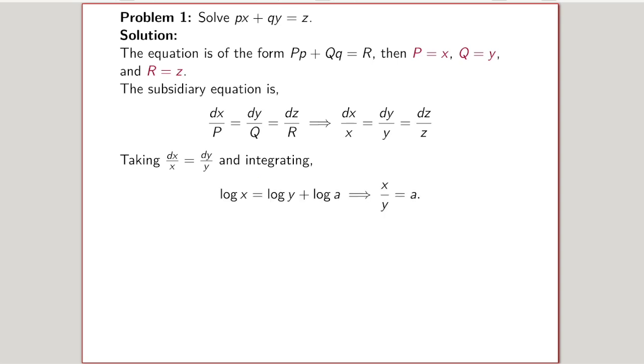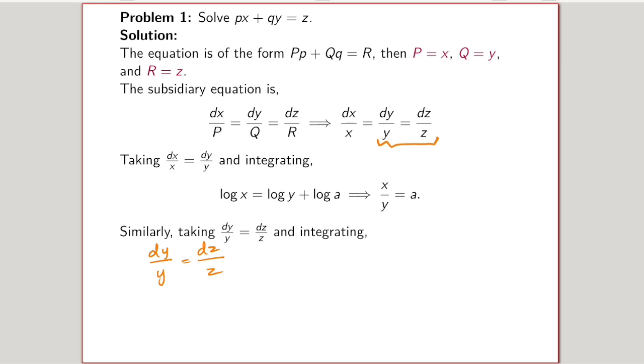And similarly we have to take another pair. So I'm going to take the last two pairs, dy by y and dz divided by z. Since all the variables are kept in one side, I'm going to integrate it straight away. So after integration, 1 by y will be integrated and we'll get log y, and on the right hand side integrating 1 by z with respect to z will give log z, and I'm going to put the integrating constant as log b.